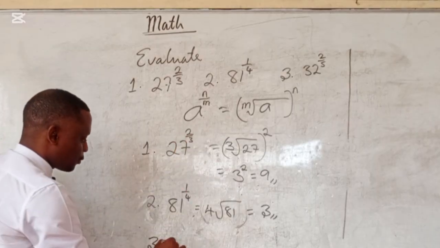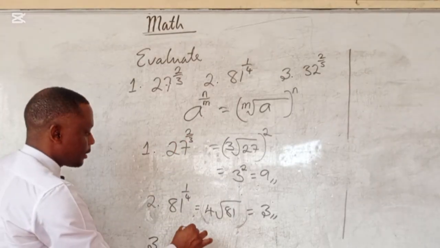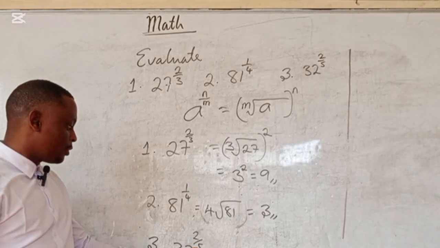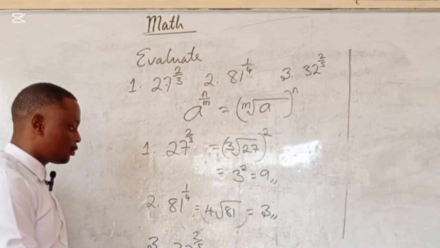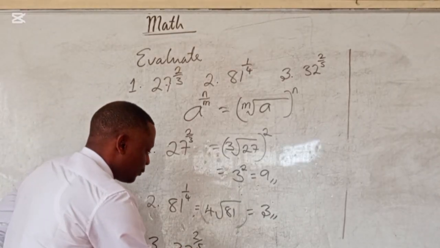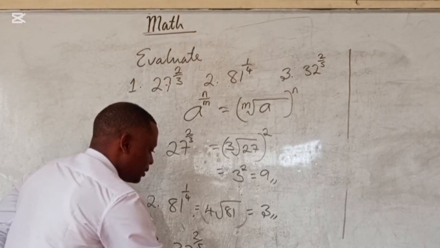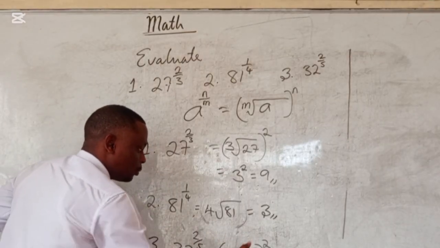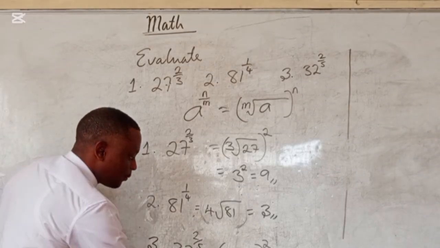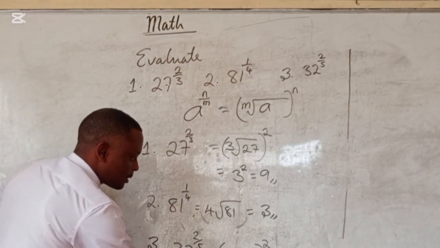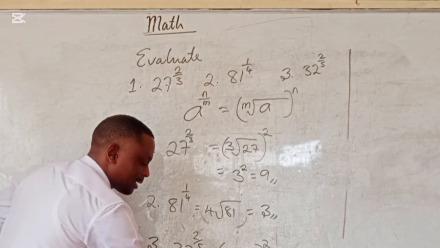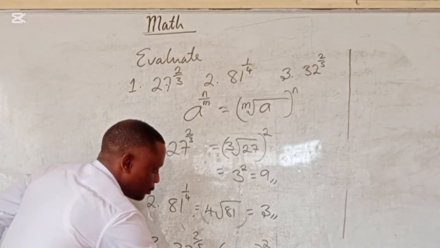Number 3 wants us to find 32 index to fifth. Because the denominator is 5, we're going to find the fifth root of 32. The numerator is 2, so it's going to be index 2. Now we know that the fifth root of 32 is simply 2, so this is like saying 2 index 2. And of course, 2 index 2 is like saying 2 times 2, and that gives you 4.